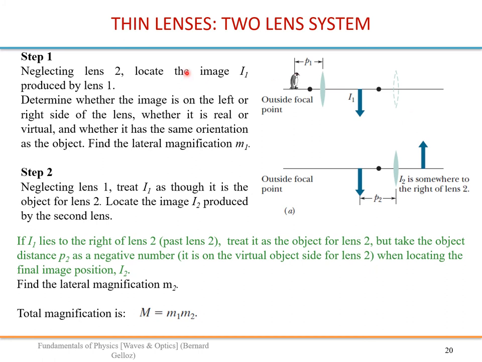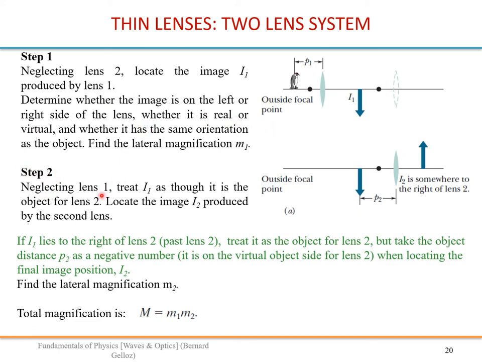So, strategy: step one, you ignore, neglecting lens two, you locate the image I1 produced by lens one. Okay, so it's very easy, you know how to do it. You find the image by lens 1. So in this case, it is here, I1, let's say, it is a real inverted image. So you determine everything. You find the lateral magnification, M1. Of course, you find if it is real, virtual, whatever, etc.